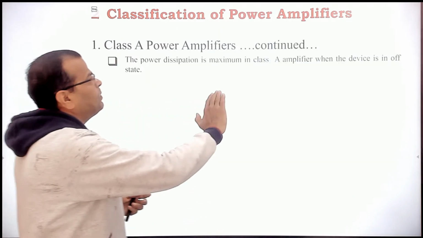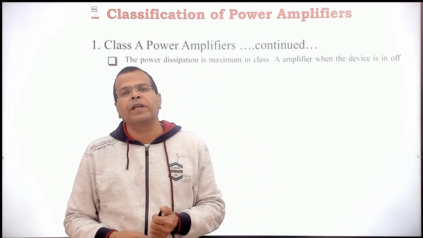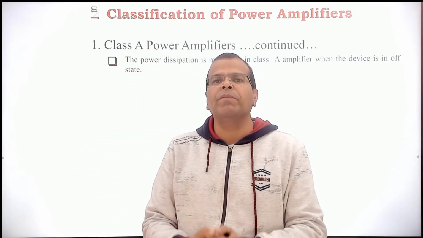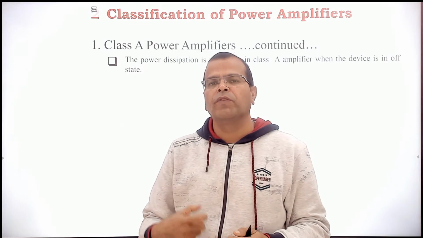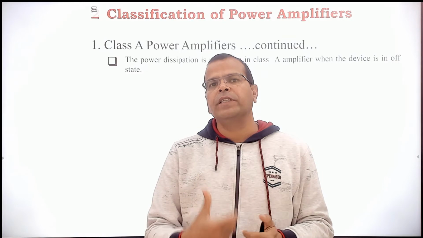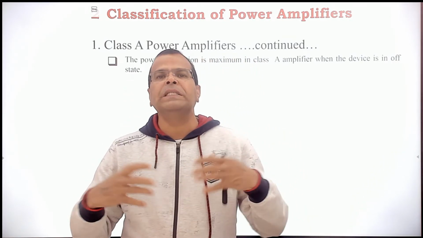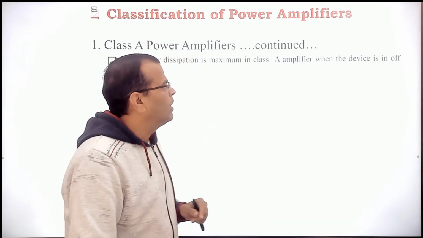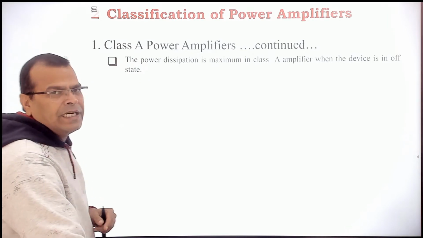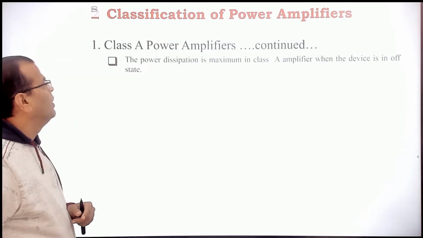So now, the power dissipation is maximum when the device is off. What is the meaning? Meaning here is the device will be taking maximum current when it is off. The product of voltage VCE and IC is the power dissipation, and it is maximum when your BJT is off in case of class A amplifier. That we will see one by one when we go ahead with the detailed discussion on the class A amplifier. But this is the point you need to remember.